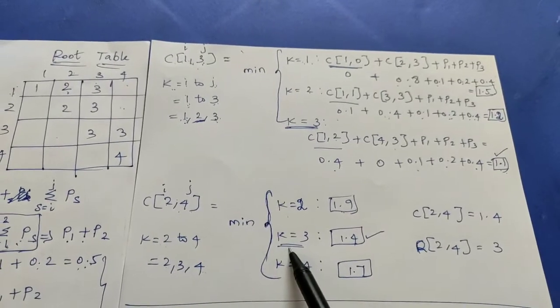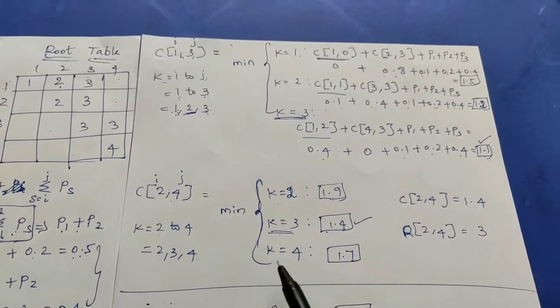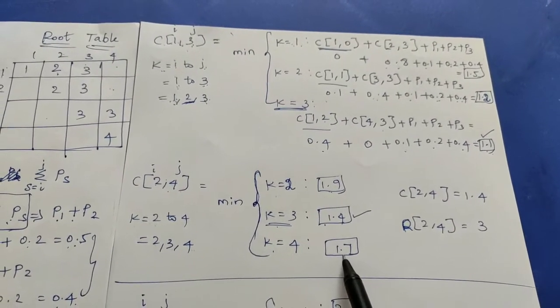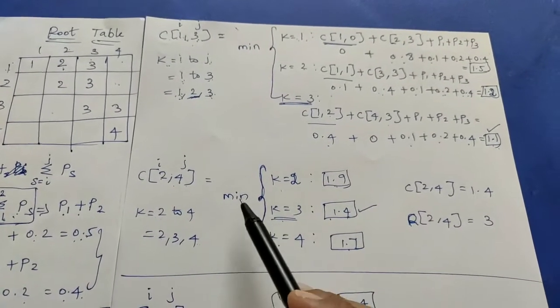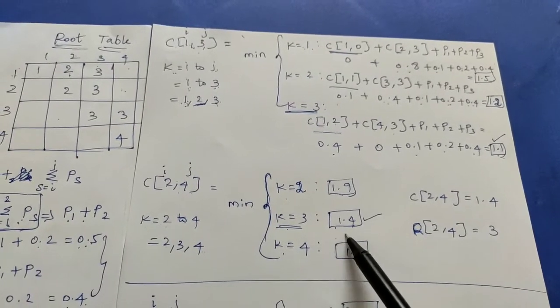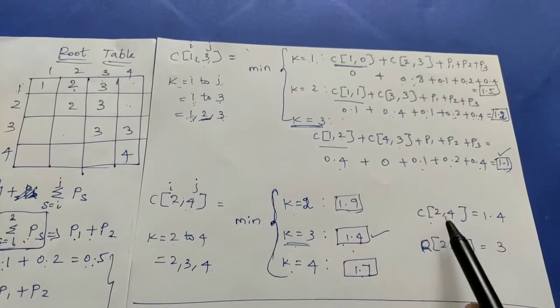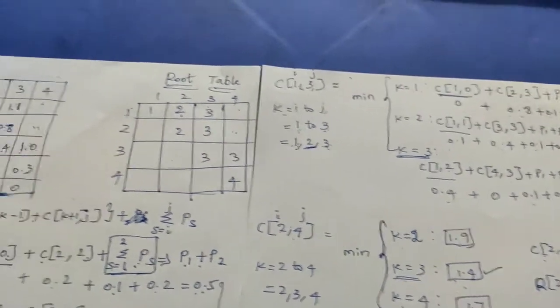For the value of k equal to 3, you will get the value as 1.4. For k equal to 4, you will get the value as 1.7. Out of these 3 values, you need to select the minimum. The minimum value out of these 3 is 1.4. So go to your cost table. In the location 2 comma 4, fill the minimum value 1.4.